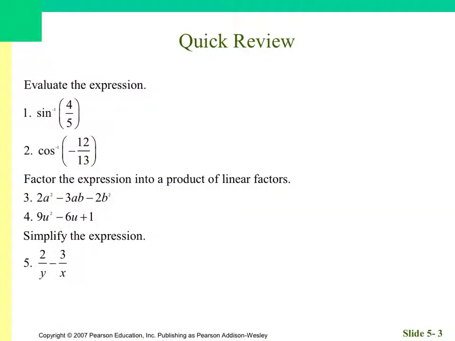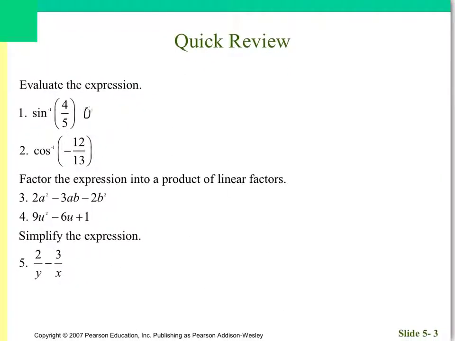Evaluate the sine expression. Inverse sine of 4/5. Now, remember, you should be in radians. That's what I would do. So, this would be 0.93. This equals 2.75.